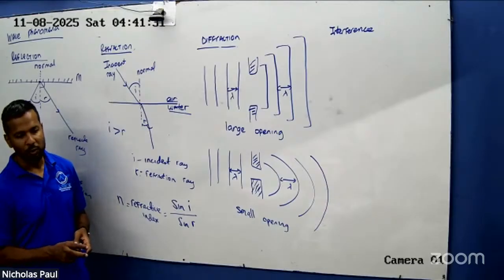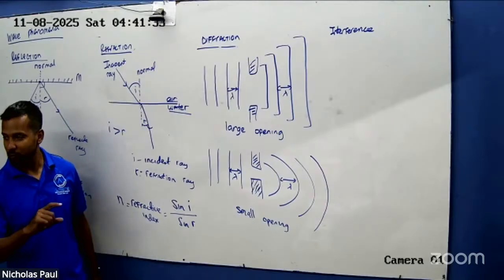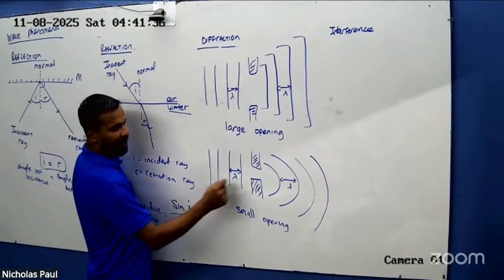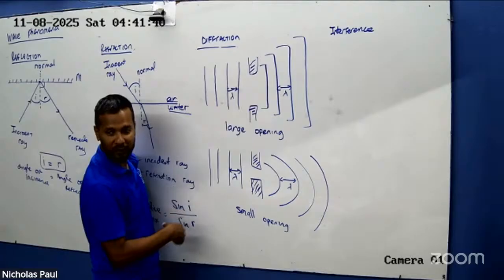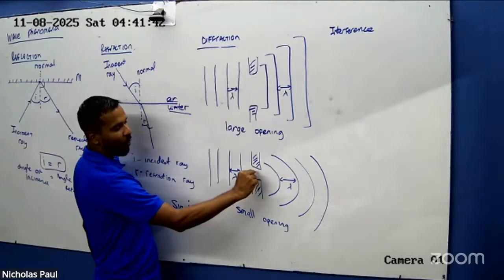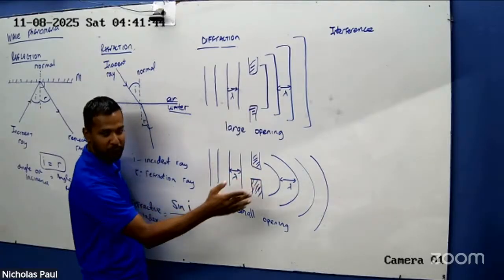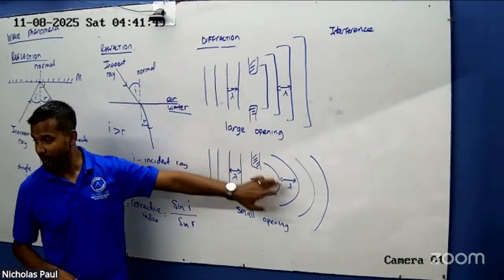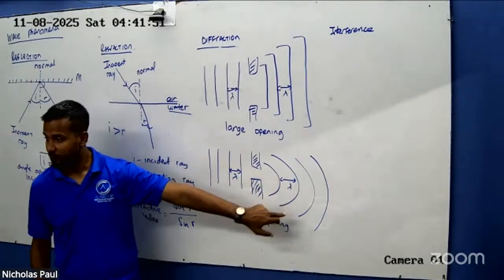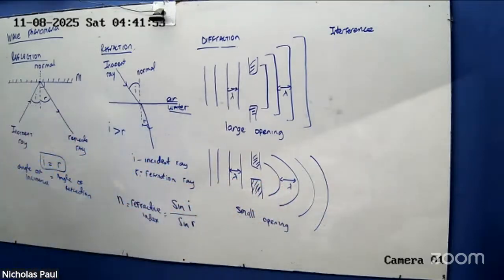Right? All it means is this. If the opening is large when compared to the wavelength, it won't spread out as much. If the opening is small when compared to the wavelength, it will spread out more. That's all. So the smaller the opening, the greater the spreading. Right? Last one, interference.